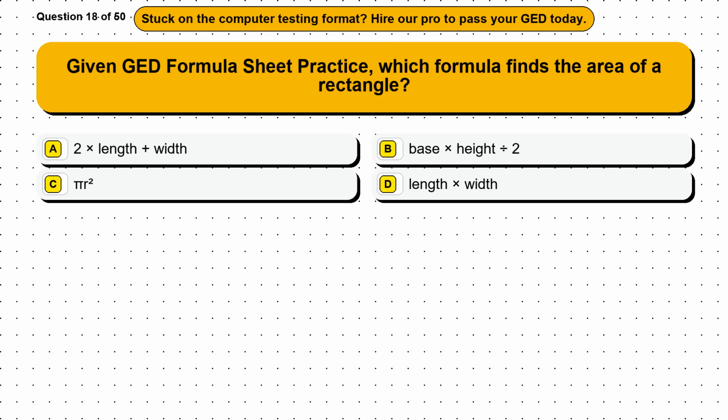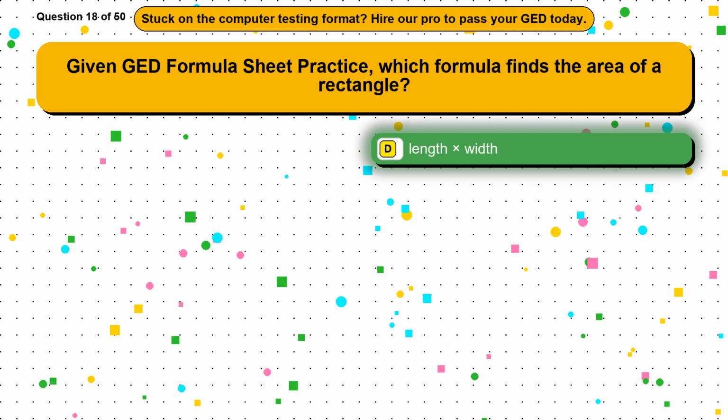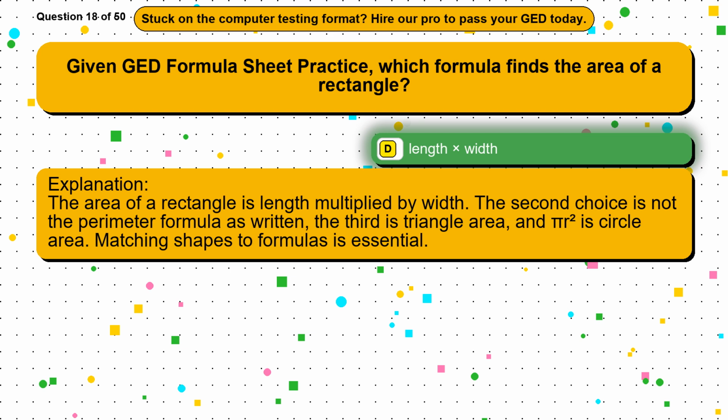Question 18. Given GED formula sheet practice, which formula finds the area of a rectangle? Option A, 2 times length plus width. Option B, base times height divided by 2. Option C, pi r squared. Option D, length times width. The correct answer is option D, length times width. The area of a rectangle is length multiplied by width. The first choice is not the perimeter formula as written, the second is triangle area, and pi r squared is circle area. Matching shapes to formulas is essential.